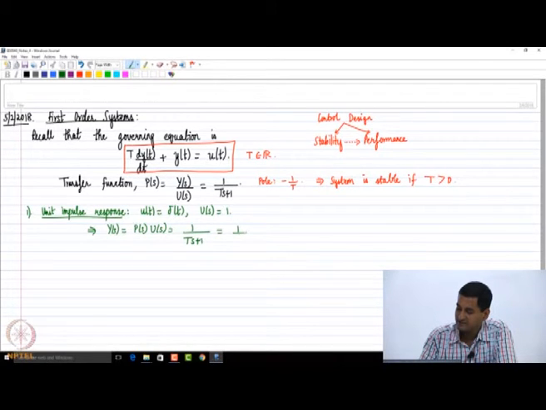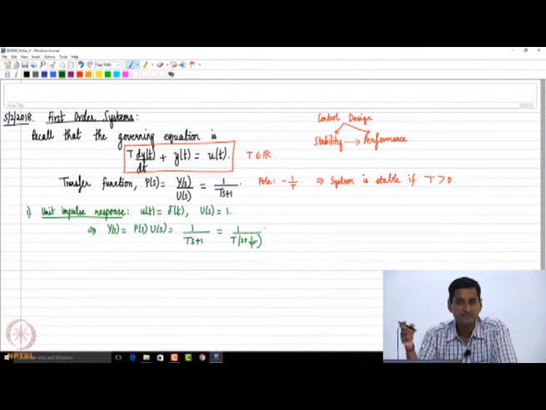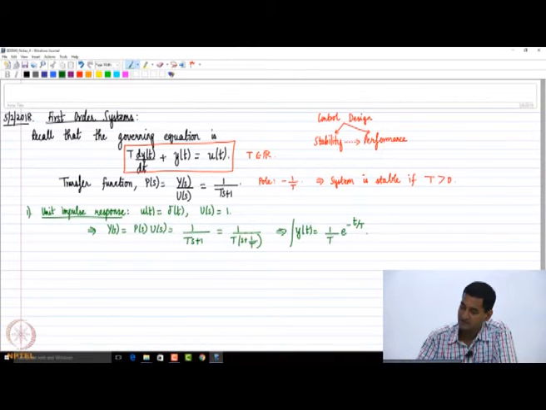How can I simplify this? I can rewrite this as 1 by T times (s plus 1 by T), so that we can get the form 1 divided by s plus a, right? If we get this, we immediately observe that y(t) is going to be equal to 1 by T e power minus t by T, right? So that's the unit impulse response.